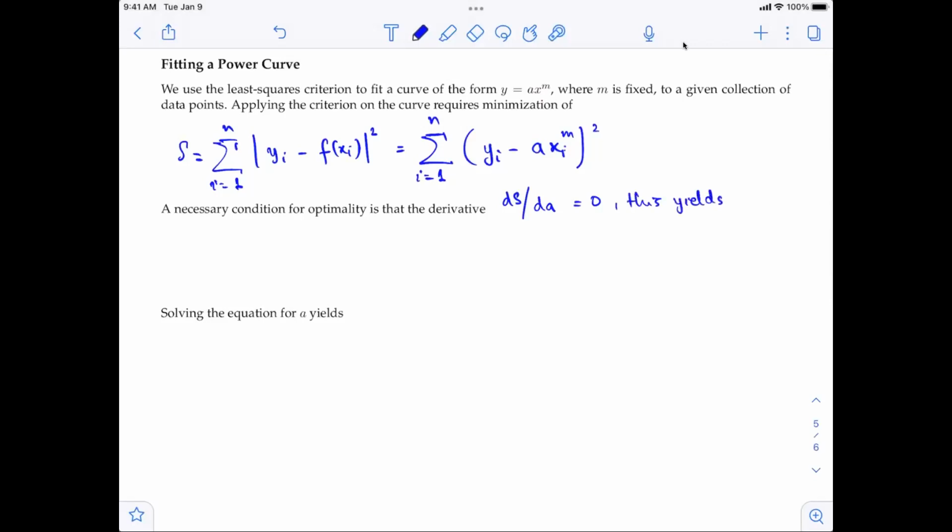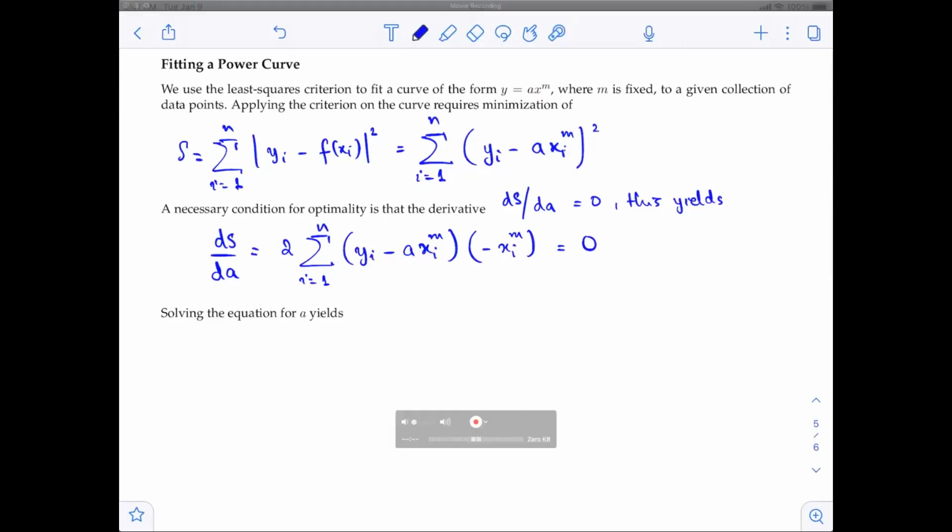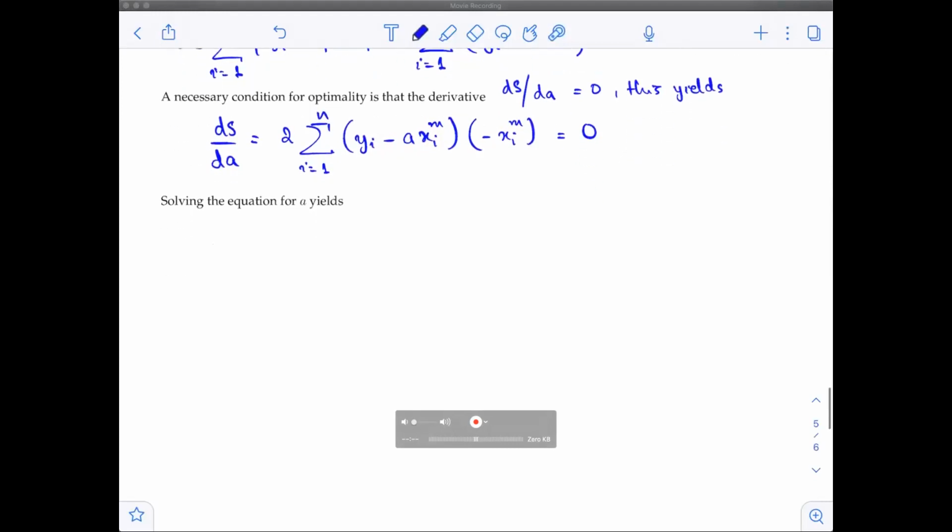This gives the following equation. So dS/da: you take the derivative of this function with respect to a, and you get 2 times the summation for i going from 1 to n of (y sub i minus a times x sub i raised to the power m), and then you take the derivative of the inside function to get a negative x sub i raised to the power m, and you set that equal to 0. Right. So now you divide both sides by 2 and divide both sides by -1.